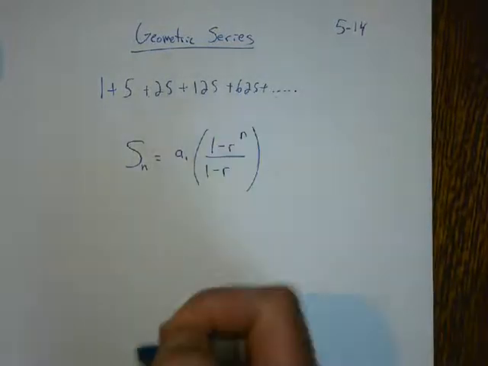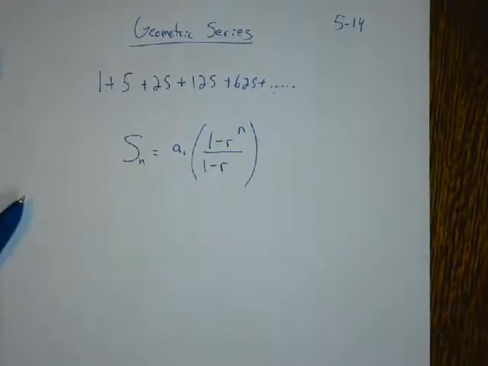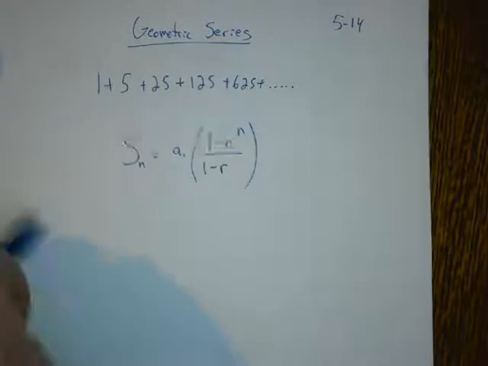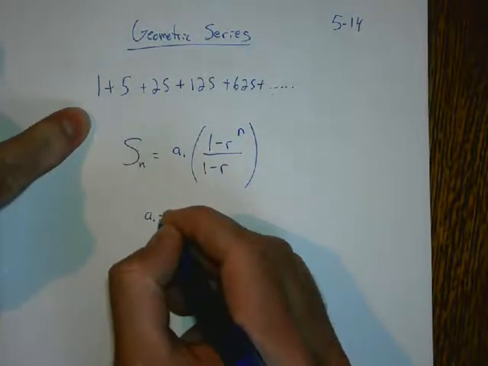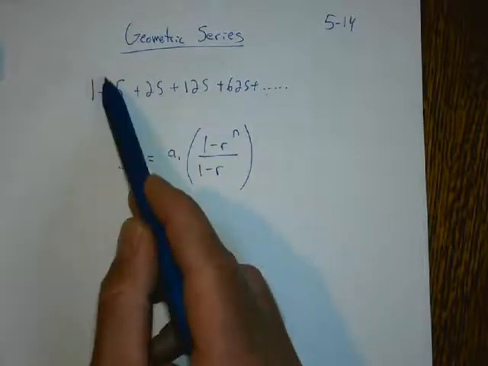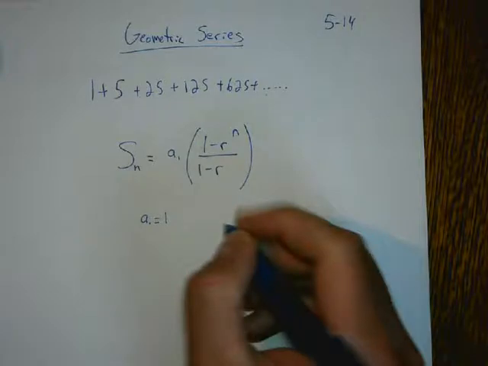Okay? So again, as we go through these things, we have to first identify what our first term is. Well, our first term is easy. It's 1. Our rate, well, between each one of these values, you'll notice you're just multiplying each one of them by 5. So your rate is going to be equal to 5.